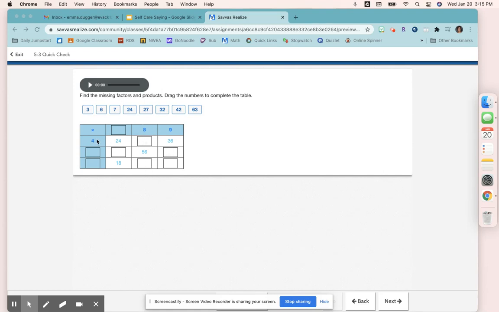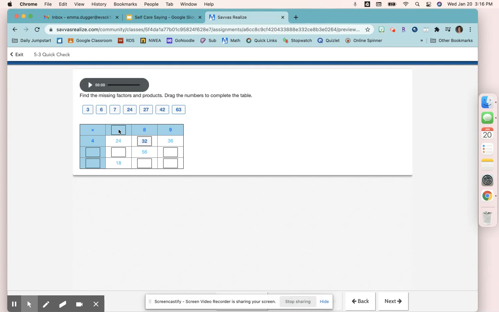We have 8 times 4. Now we have the two factors here, 8 times 4. We can find our product. 8 times 4 is 32, so I'm going to click and drag that into the box. Now in the other one, I have 8 times something equals something. So again, I need the other factor or I need a product in order to find the missing number. Since I only have one digit, 8, I can't find this one yet. So I'm going to go to my next category.